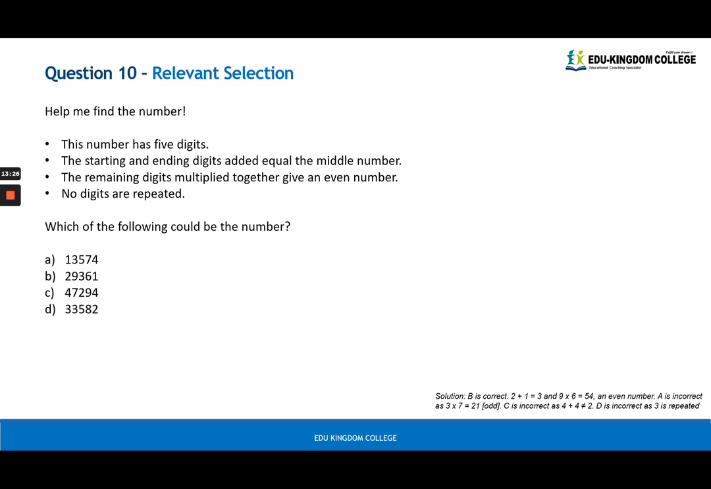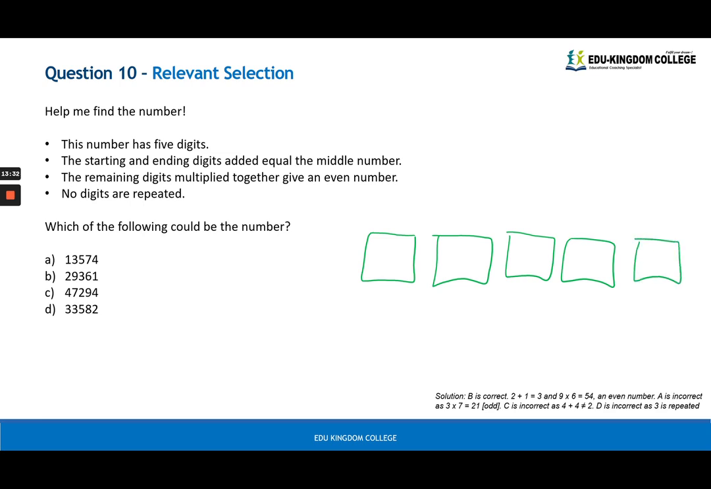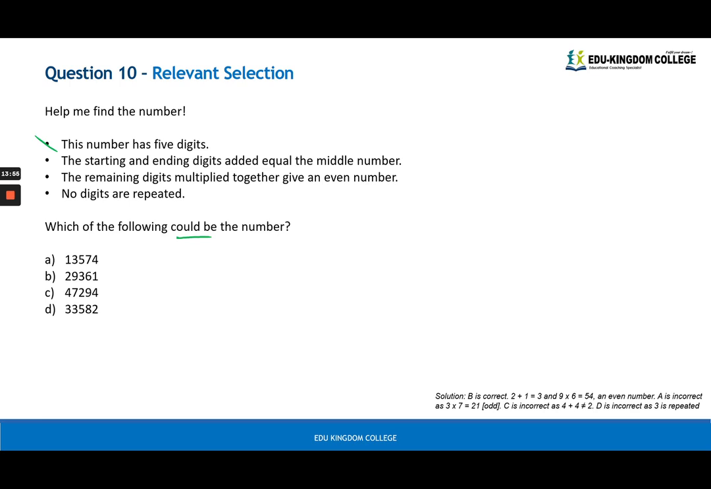And the last one, help me find the number. Okay, so we have 5 digits, so we can set up our little digit here. That one's done. The starting and ending digits added equal the middle number. The remaining digits multiplied together give an even number, and no digits are repeated. Actually, the best way to do this is to eliminate using the options given. Which of the following could be the number. So actually, don't worry about doing a strategical method. Let's just eliminate. The starting and ending digits add up to equal the middle number. Okay, let's see if all of them do that.